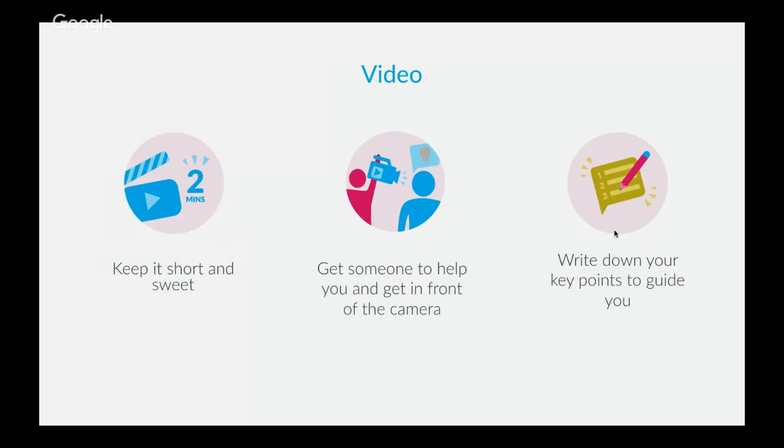Do get other people involved in the filming to help to add a bit of variety and interest in the picture. They're not something that have to be overly scripted, so just make sure that you get your key points across so that anyone watching the video knows exactly what you're trying to do, why it's important, and that they should make a pledge on your project. So certainly worth including the link at the end.